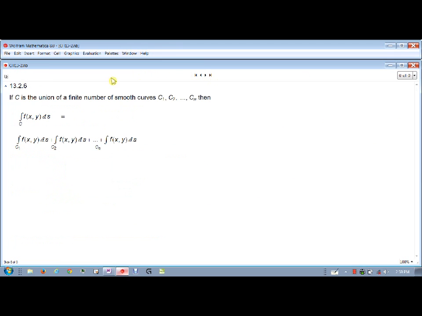I think the hardest part of these is getting the parametric equation for the curves. That's going to be the hardest thing. Okay, what if your curve on the ground is actually a bunch of curves put together? So C is the union of a finite number of smooth curves, C1, C2 through Cn. Then if you want to do the line integral over C, you can break it up into a bunch of different line integrals, each one over each of those curves.